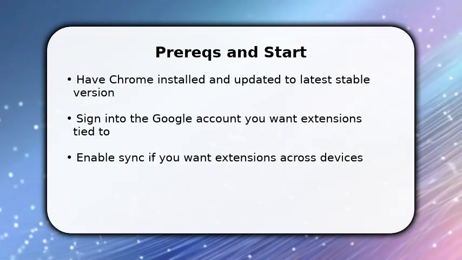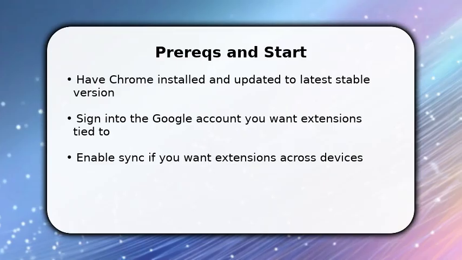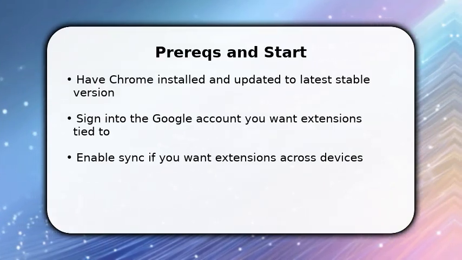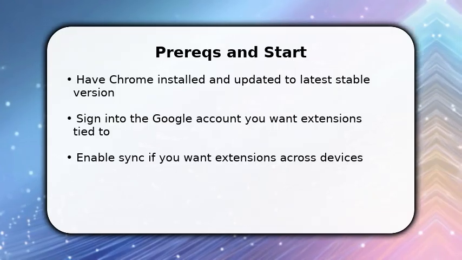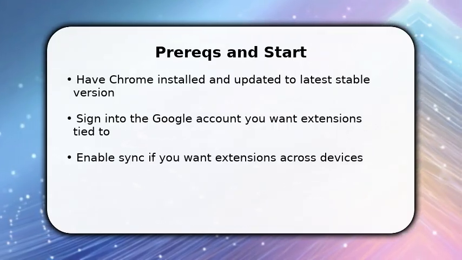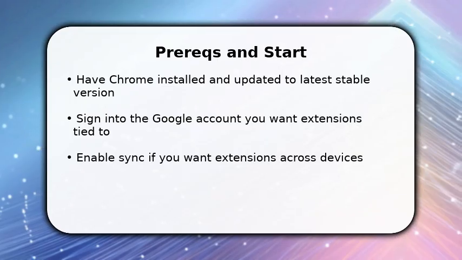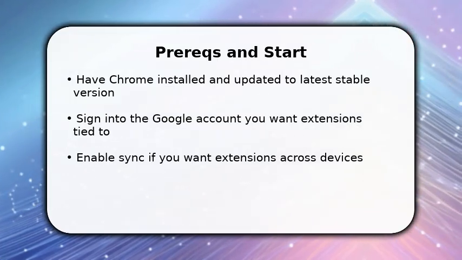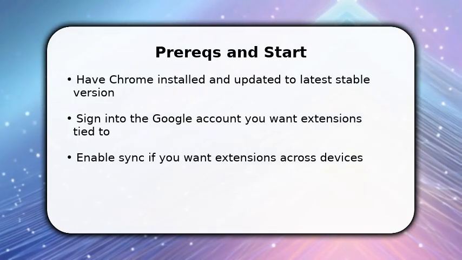You start by confirming prerequisites. Chrome updated, signed into the Google account, and sync enabled if you want cross-device access. Once that's confirmed, open the Chrome Web Store by clicking the three-dot menu, then More Tools, Extensions, and open Chrome Web Store. You do this now because direct access reduces errors.